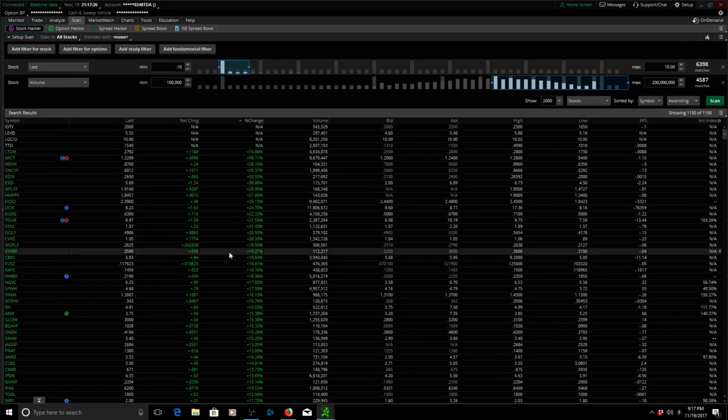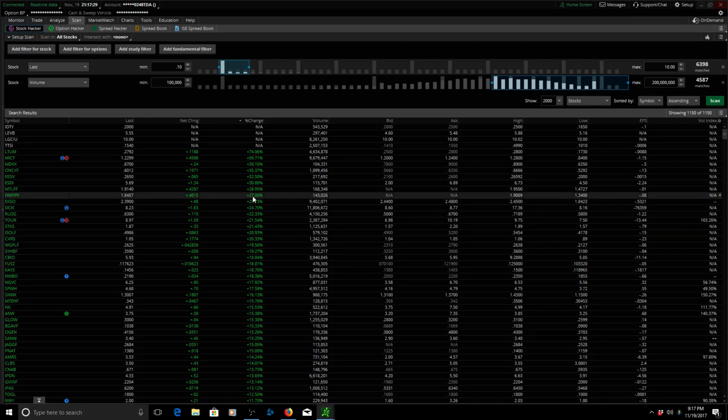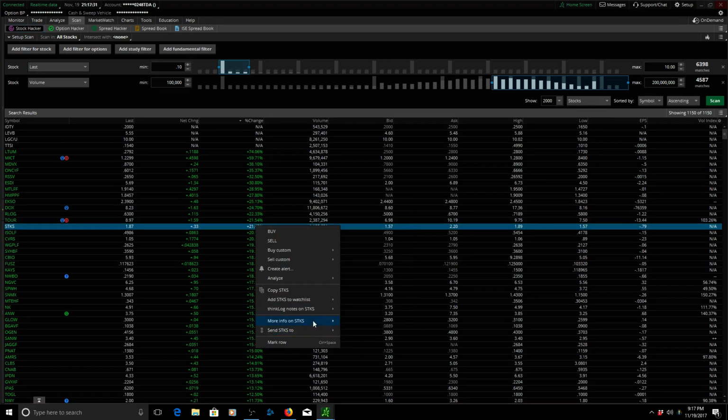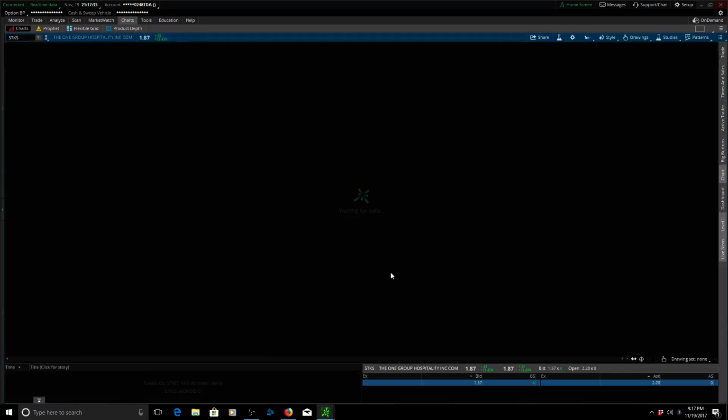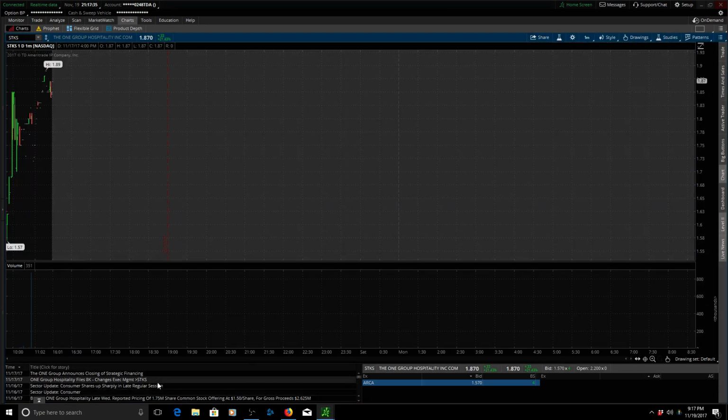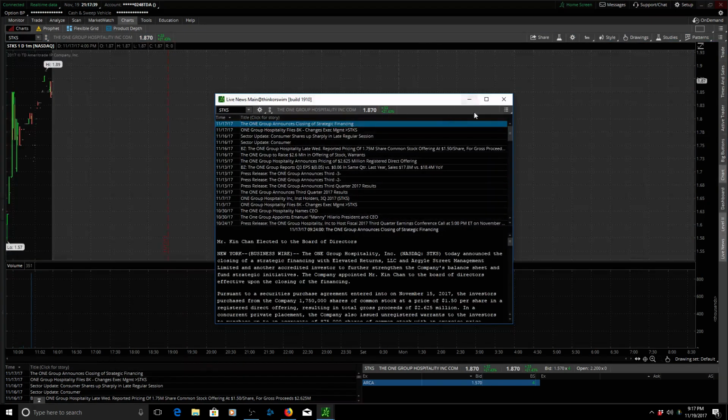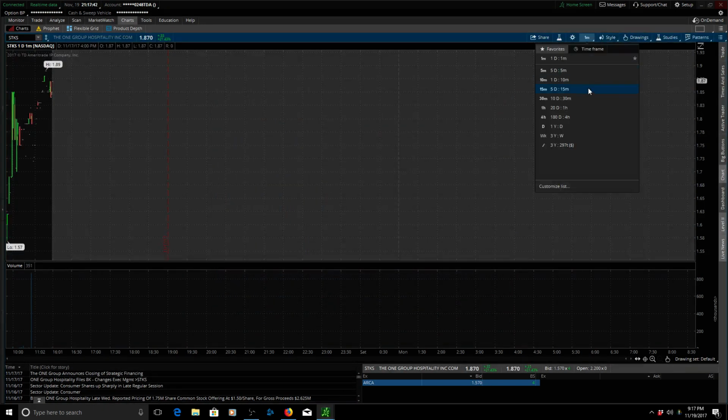It looks similar to this right here, and I just go down it, right click on them, and quickly chart it. Then I look for news, like right here. This is a strategic financing. That's decent news, but let's see what that looked like.